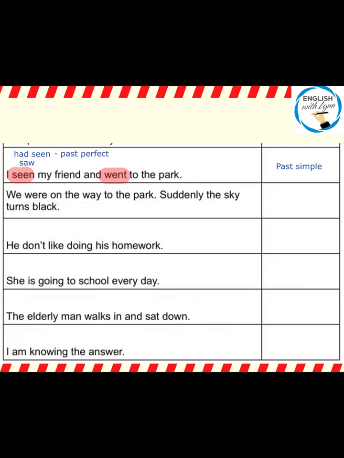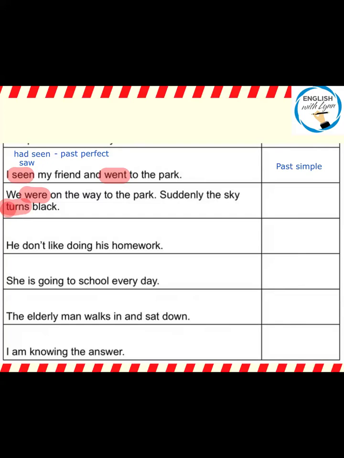Then, "we were on the way to the park. Suddenly the sky turns black." So notice what is happening there. If we were on the way, suddenly the sky turns. So what's happened there? We are switching between past tense and present tense, and you need to use "turned." So you need the past tense verb in there, okay?